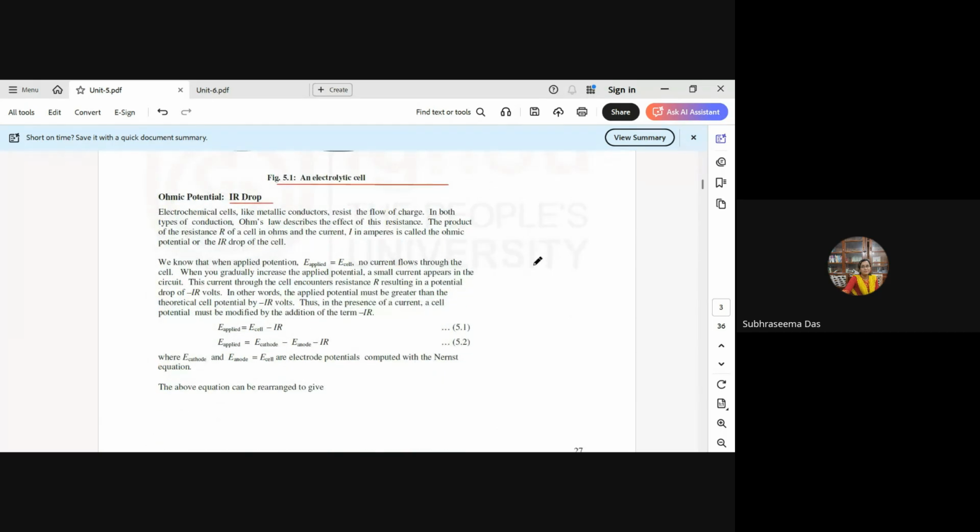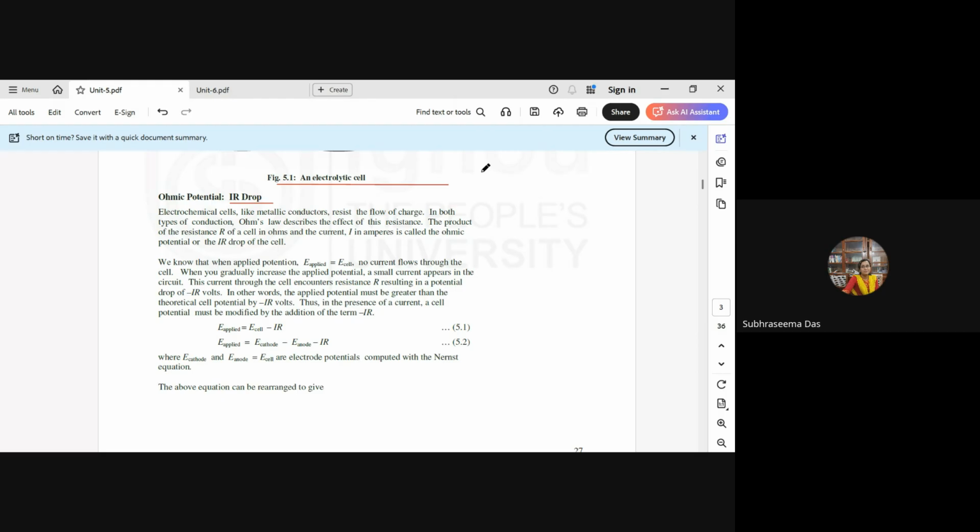We call it the ohmic potential. Now we know from Ohm's law that V is equal to IR, or E is equal to IR. So here the term IR drop is called the ohmic potential. Electrochemical cells, like normal metallic conductors, resist the flow of charge. So in both types of conduction, Ohm's law describes the effect of resistance.